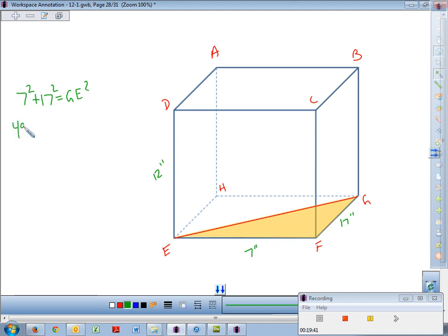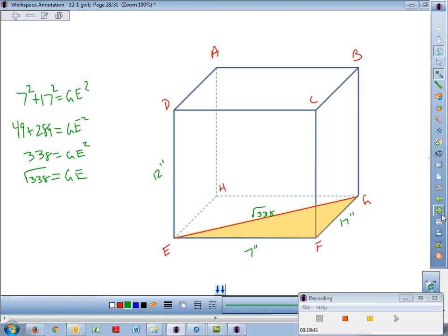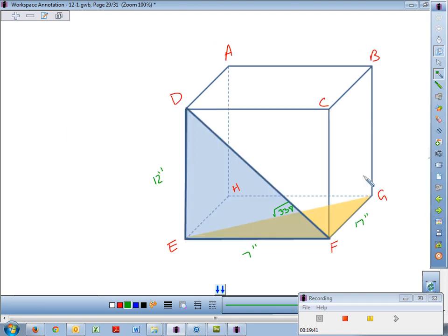49 plus 289 should equal the distance from G to E squared. And then we add those together. 289 plus 49 is 338. So G to E equals the square root of 338. Put it in the picture: square root of 338.